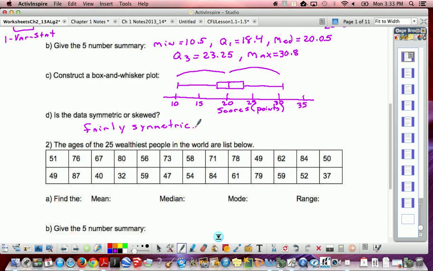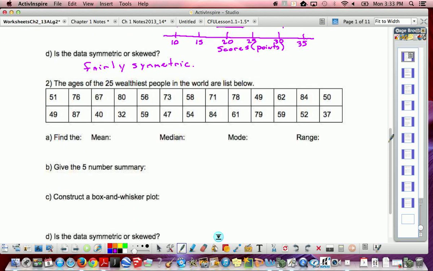All right, for number 2, if you haven't entered your data in yet, go ahead and enter it in list 2, because we're going to do the exact same thing, just with different data points. So number 2 here, it says the ages of the 25 wealthiest people in the world are listed as follows. So it looks like 2, 4, 6, 8, 10, 12, 16, 18, 20. Looks like Mr. Bartz has a little mistake here. I apologize. That really should be 26 wealthiest people in the world are listed. So we actually have 26 people listed.